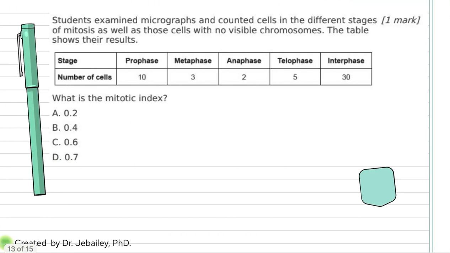All right, let's look at this question right now. It says students examined micrographs and counted the cells in different stages of mitosis. So you already see that they're talking about counting cells in different stages of mitosis. That means prophase, metaphase, anaphase. They also checked cells with no visible chromosomes. When they say no visible chromosomes, they're talking about interphase, the time where there is no mitosis. It's very important that you remember, only during mitosis can you see the chromosomes. If you cannot see the chromosomes, then you're in G1, S, or G2, basically interphase.